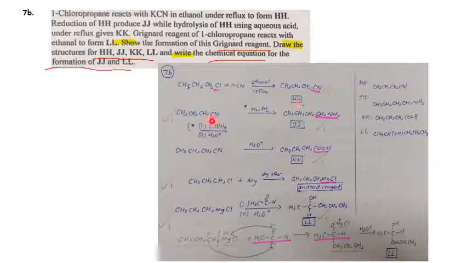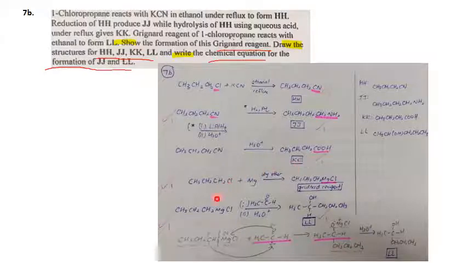Reduction of HH. HH is reduced by using a reducing agent. For this you can use hydrogen with a catalyst, or 1) lithium aluminium hydride, 2) H3O+. So it will form CH3CH2CH2CH2NH2. Next, for hydrolysis of HH, HH undergoes hydrolysis using aqueous acid under reflux to give KK. KK is a carboxylic acid. Nitrile hydrolysis will form a carboxylic acid.